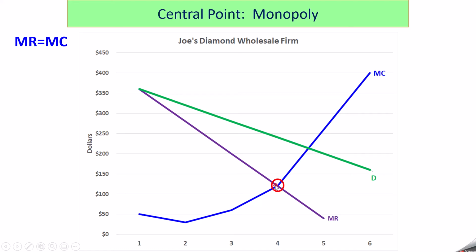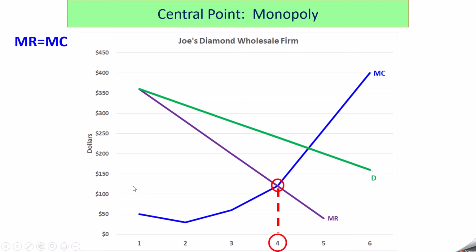MR equals MC at 4. And for the first question on a test that asks how many units would this firm produce, the right answer is going to be 4. That's the profit maximizing rate of output. Here's where we see a big difference for monopolists. When asked what the price is, they're not given the price by the market. They get to pick the price. Remember that monopolists are the market.